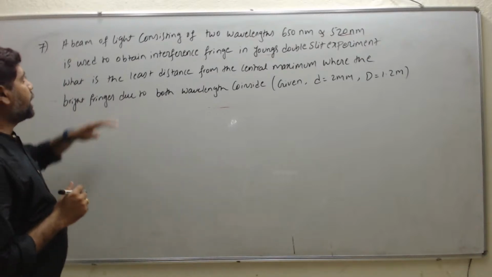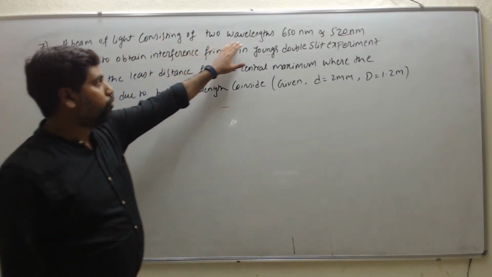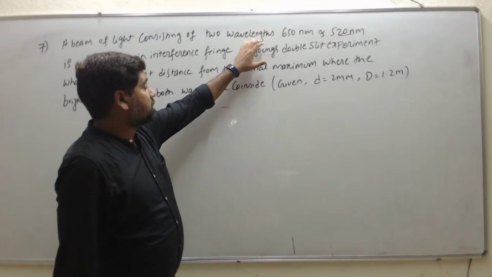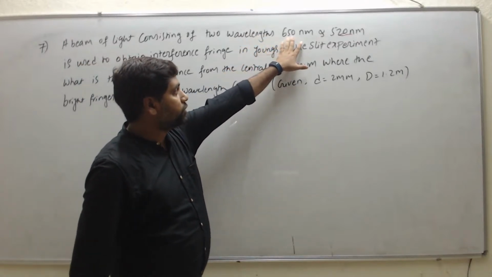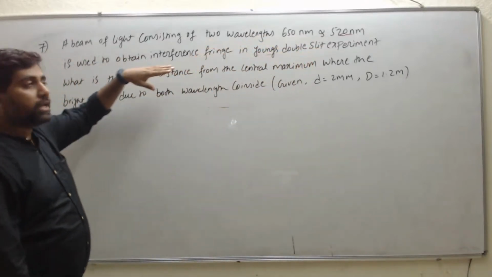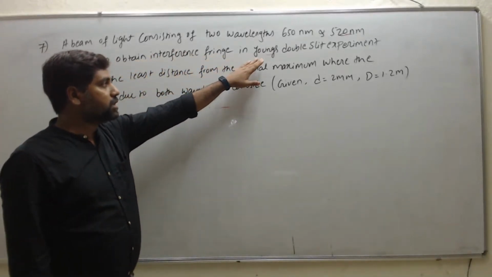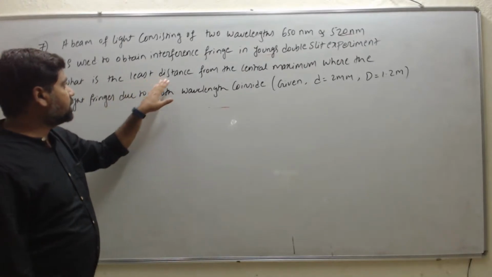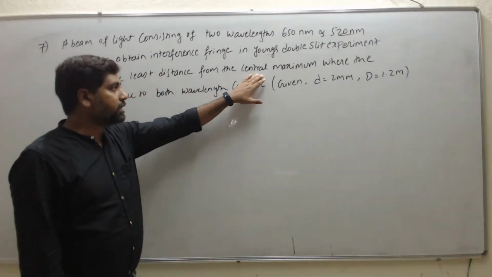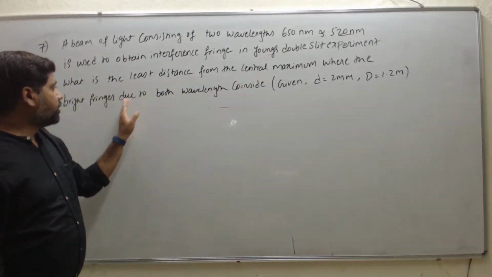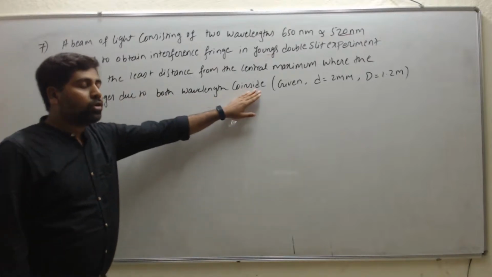So here a beam of light consisting of two wavelengths. The light coming from the slits has two wavelengths, that is 650 nanometer and 520 nanometer, and is used to obtain the interference fringes in Young's double slit experiment. So what is the least distance from the central maximum where the bright fringes due to both the wavelengths coincide?